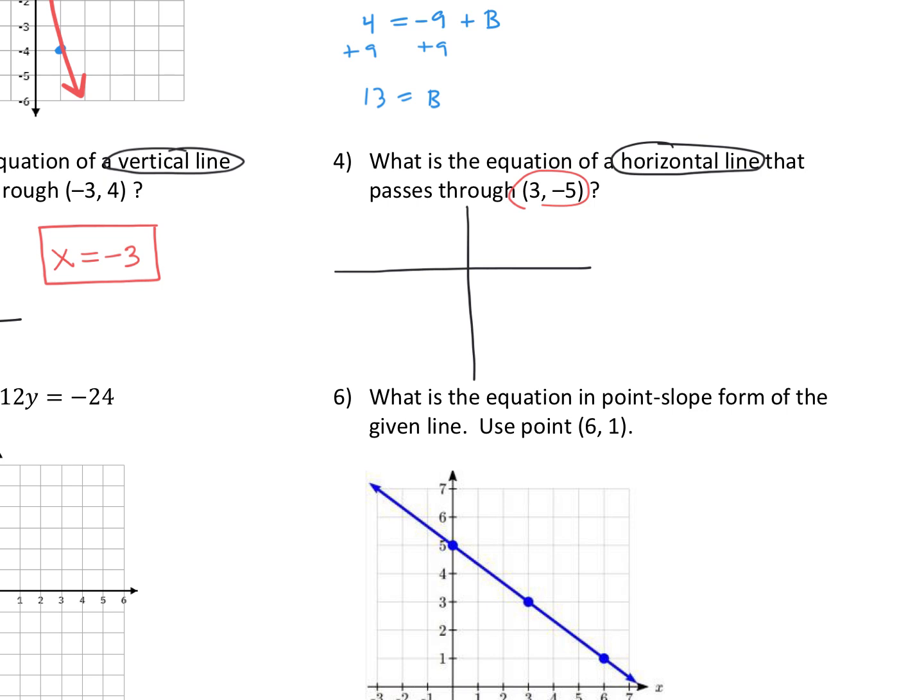So let's plot that point. (3, negative 5) from the origin goes to the right 3 and down 5. So if I go to the right 3, down 5, that's the ordered pair that our line goes through. And so now we're just going to draw the line.